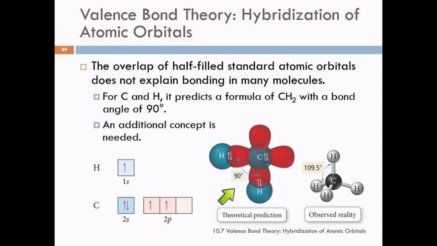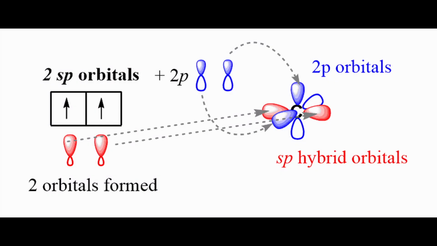Hybrid orbitals form stronger bonds than the pure orbitals. The type of hybridization tells us the molecular geometry. Now let's explore different types. First is sp hybridization, involving one s and one p orbital, creating two sp orbitals. These arrange in a linear shape with a 180 degree angle.